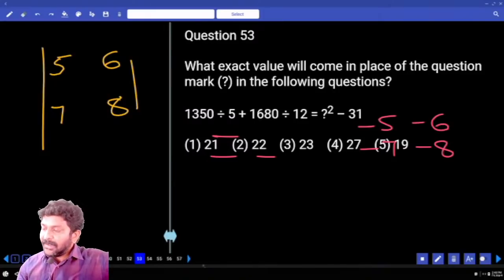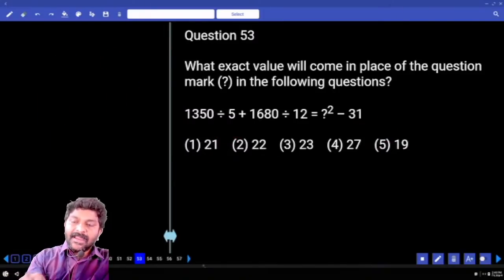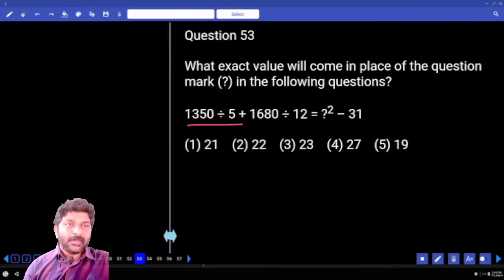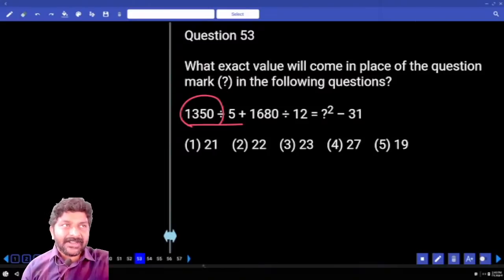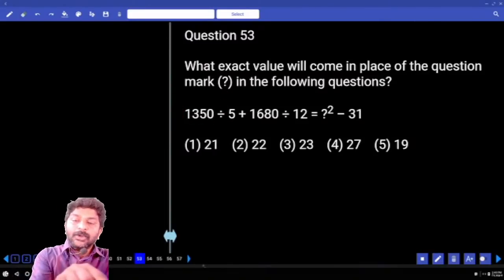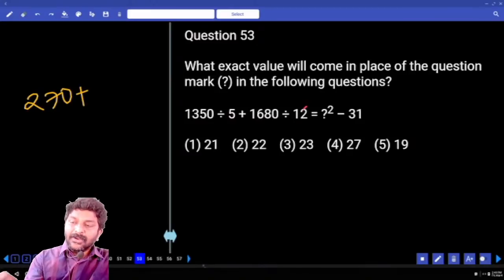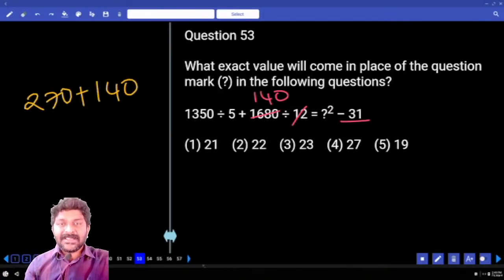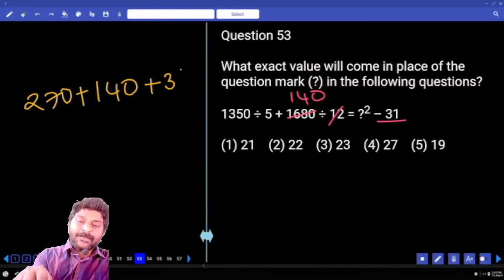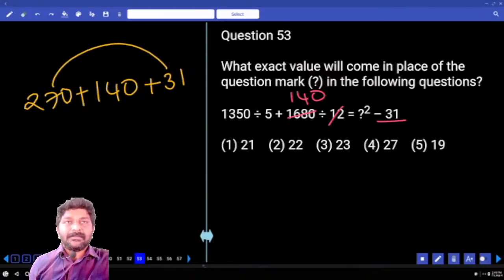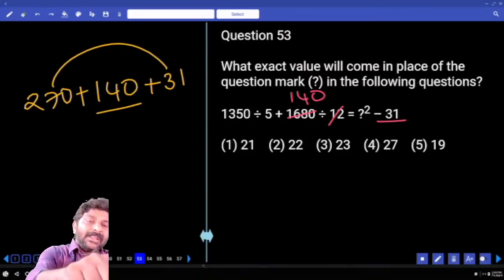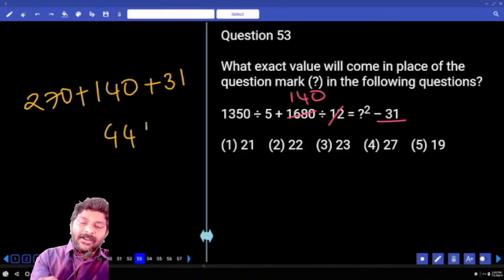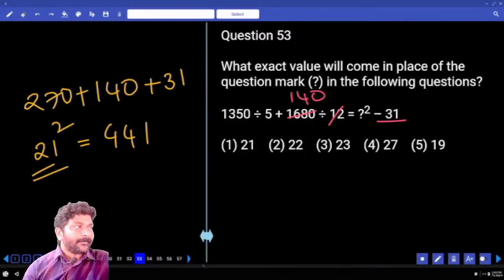Next. Exact values. Divided by 5 in the sense divided by 10 into 2. Divided by 10 in the sense you will get 135. Double, 270 plus. Come on. 12 ones here. 4 and 8, 48. 4 times and then a 0. 140. Right hand side minus 31 comes to the left hand side, becomes plus 31 only. Sum of these two numbers 301 plus 140, that is 441. Which number square is this? So x is equal to 21.